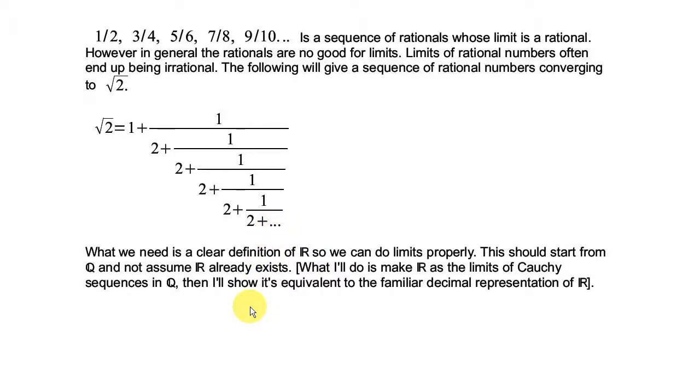Right, what we need is in fact a clear definition of R, so that we can do limits properly. And this, in fact, should of course start from Q and not assume we've already got R, not assume that R already exists. And what I'll do is make R using limits of Cauchy sequences in Q, and then show it's equivalent to the familiar decimal representation of R. There's another way to do it as well, which is equivalent, using something called a Dedekind cut, but I think this way is actually better, personally. Right, I better explain what all this lot means to anyone who's listening and doesn't know anything about Cauchy sequences.